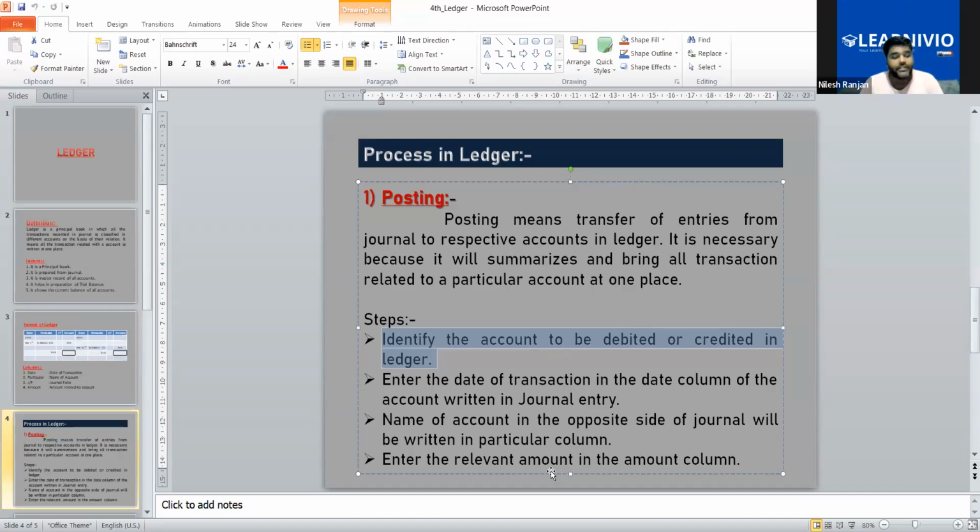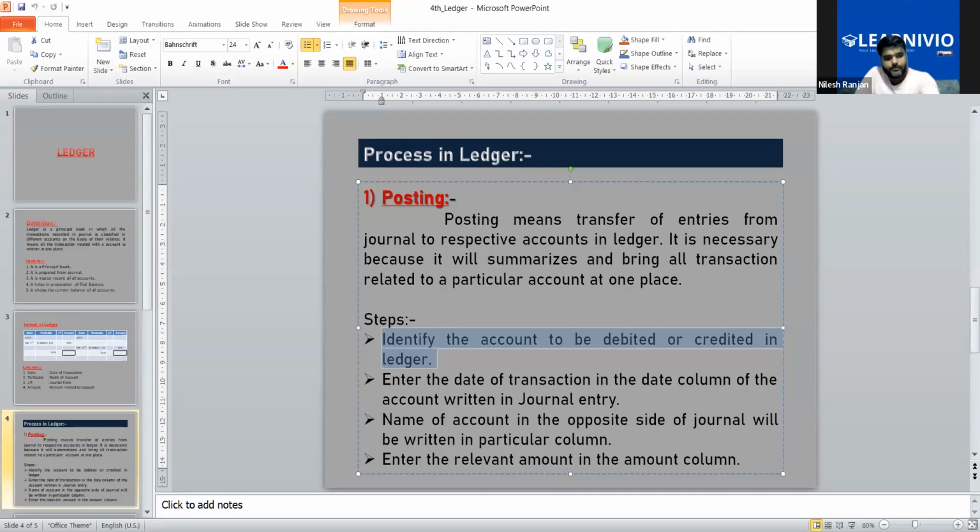First of all, we have to identify which account will be debited and which account will be credited. Then we have to identify the date of transaction, which will be written in date column. Then we will write the opposite account name in the journal.